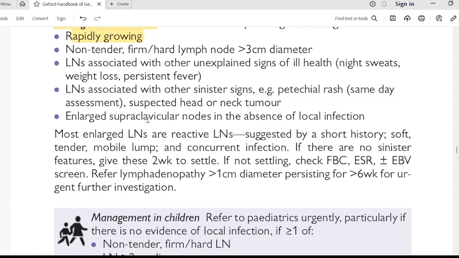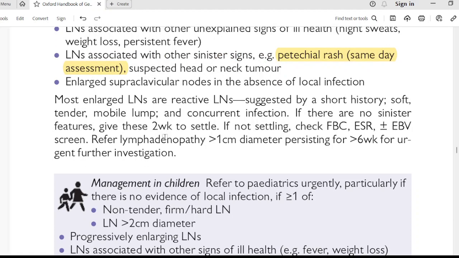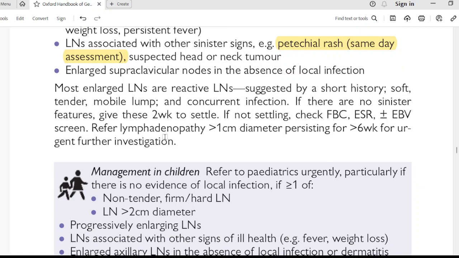Enlarged supraclavicular nodes in the absence of local infection. So if there's a petechial rash along with lymph node enlargement, you have to refer for same day assessment. Or if there is a suspected head and neck tumor.